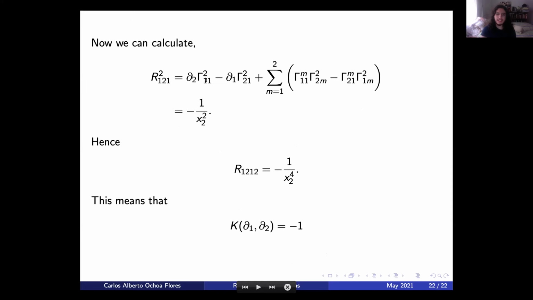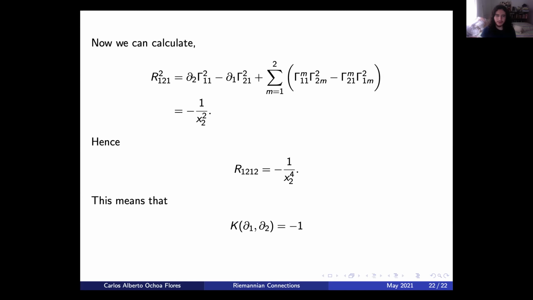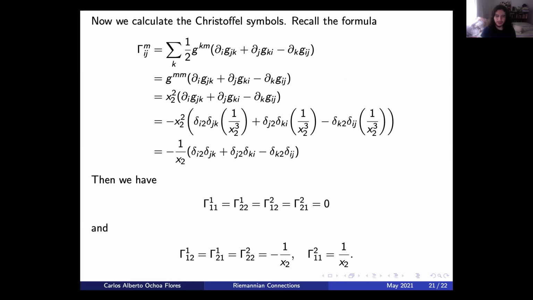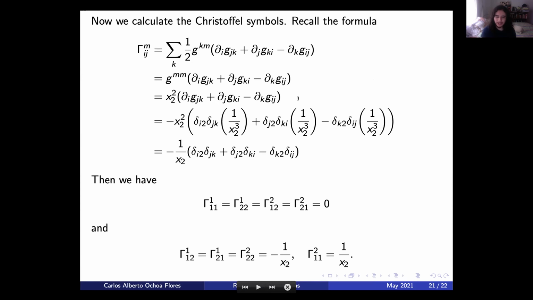And then this first term will be 0, because this one is 0, right? Or is it the other one? Is gamma 1, 1, 2, 1. No, sorry, this term, this one is this one, right? So when we differentiate, we obtain -1 over x2 to the square from here. Then this term is 0 because the Christoffel symbol associated to the term is 0. It is this one here.